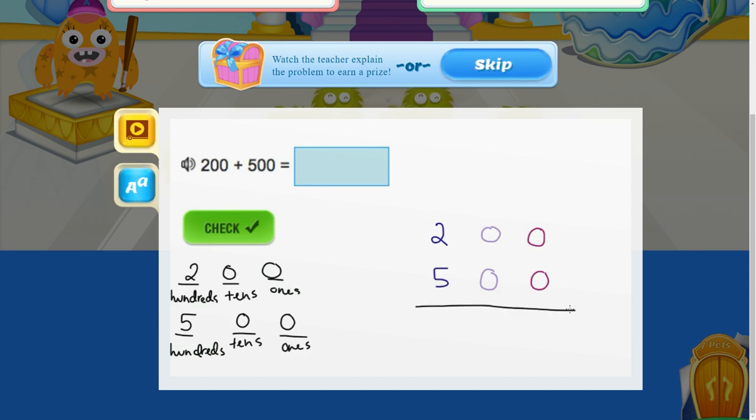Now all we have to do is add our places together, where we'll start with the ones place. 0 plus 0 is 0. We move to the tens place, where 0 plus 0 is 0. And finally, we're at the hundreds place, where 2 plus 5 equals 7. That means that 200 plus 500 equals 700.